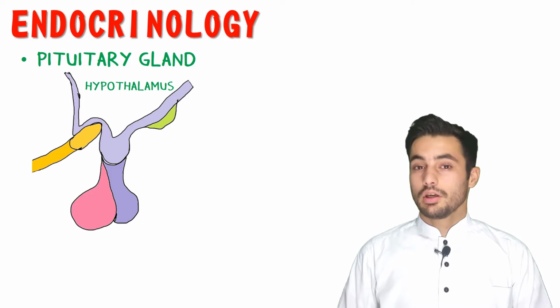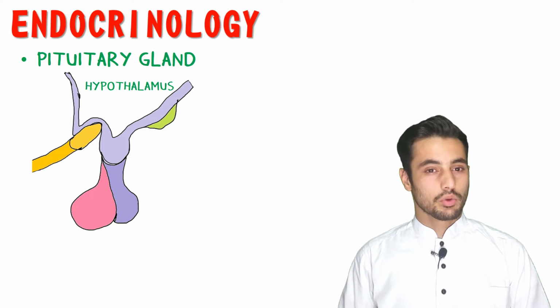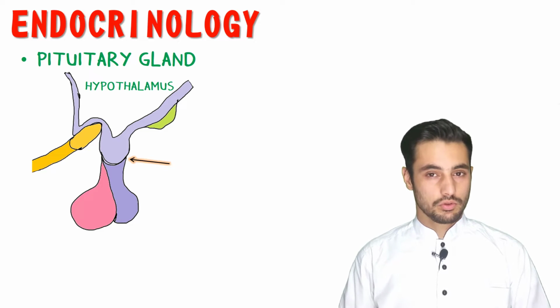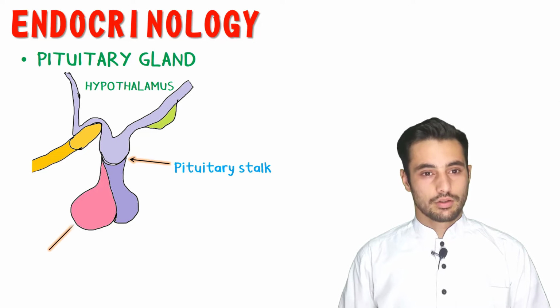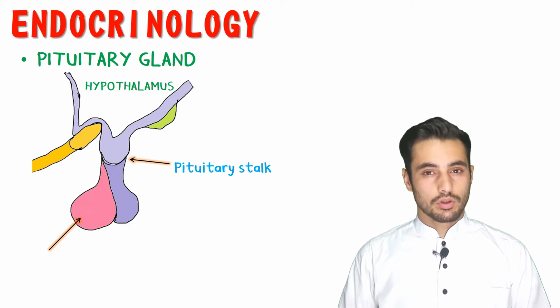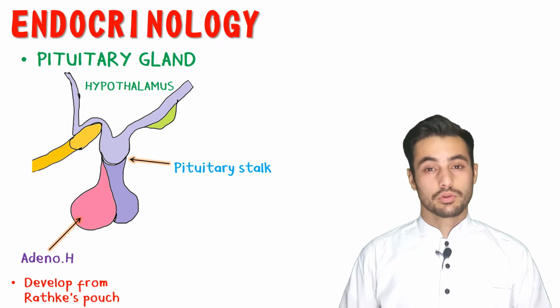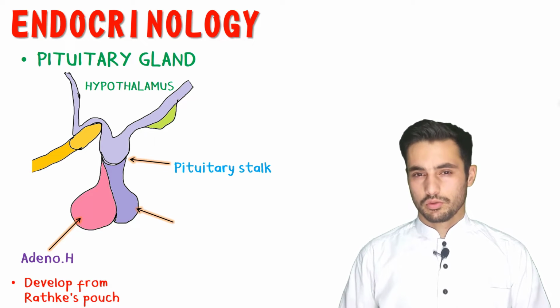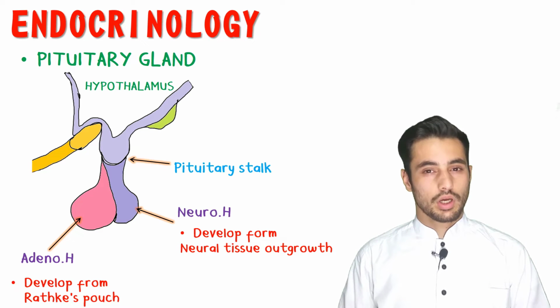Have a look at the pituitary stalk, which connects the hypothalamus with the anterior and the posterior pituitary. This stalk is also known as the hypophyseal stalk. The anterior pituitary, because of its embryonic derivation, can be called the adenohypophysis because it developed from the Rathke's pouch. But the posterior pituitary is called the neurohypophysis because it developed from the neural tissue outgrowth.